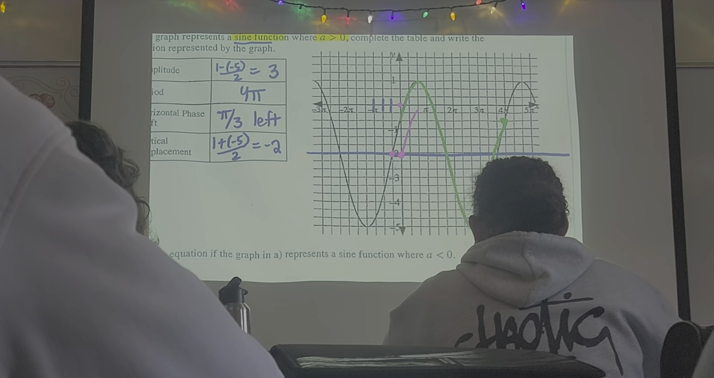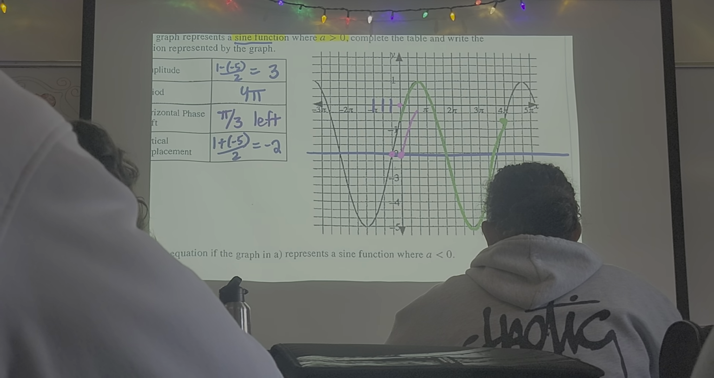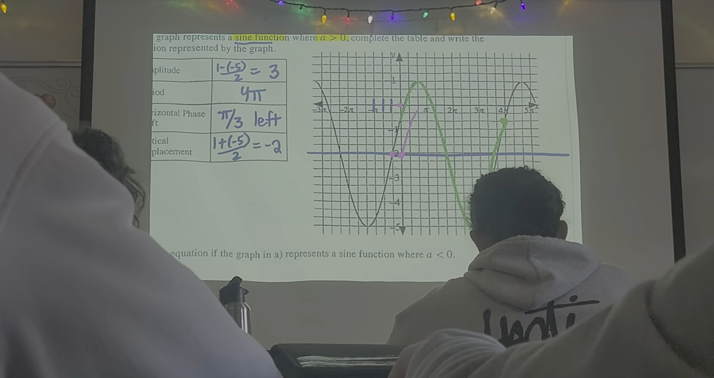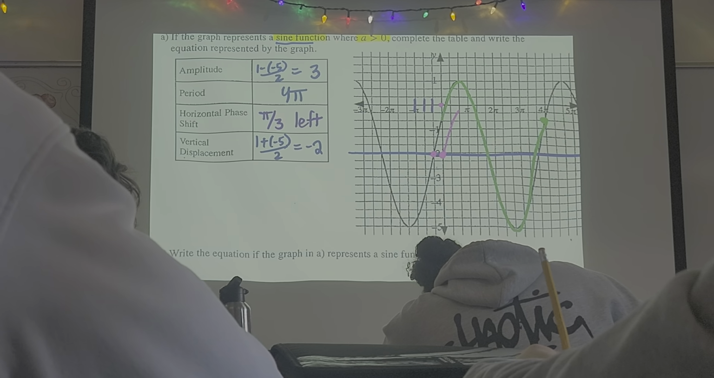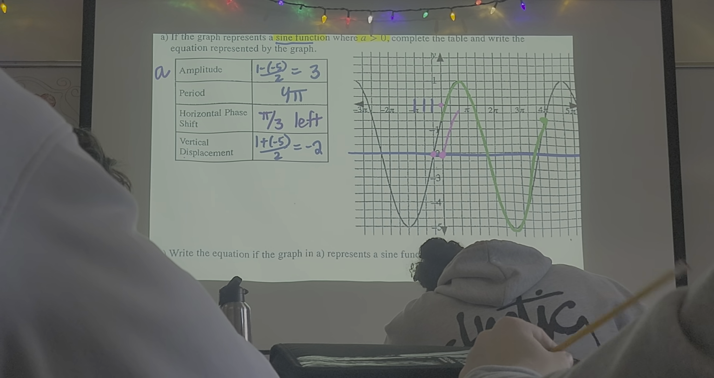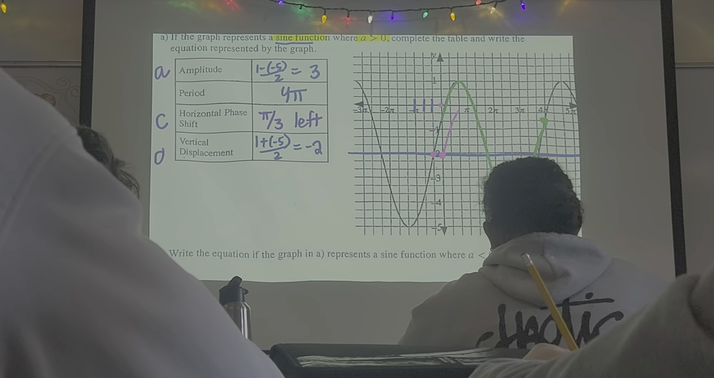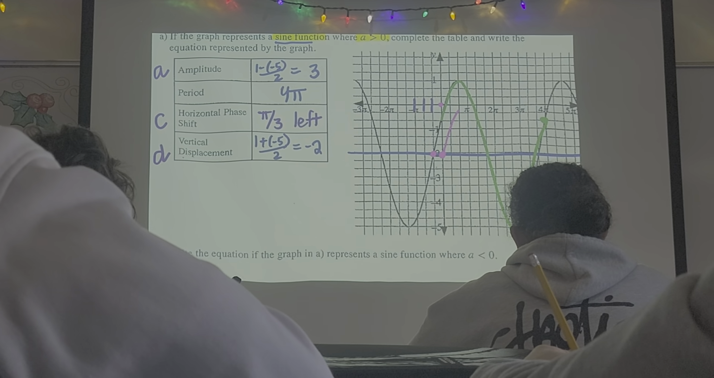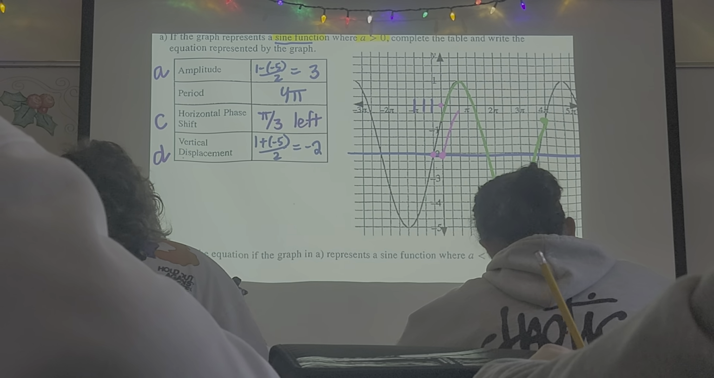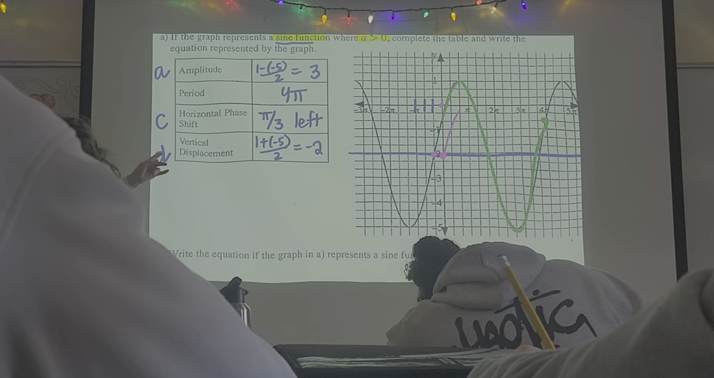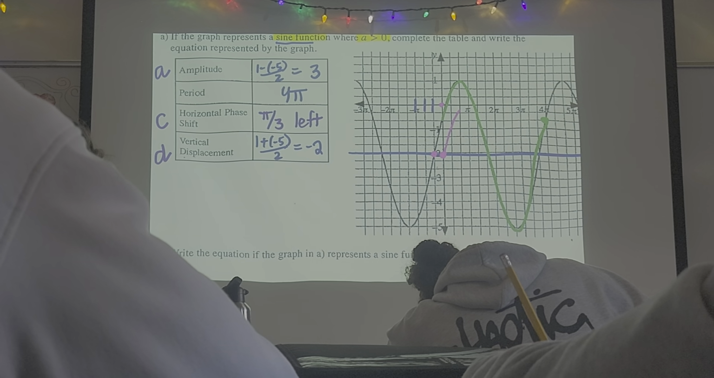Okay, now we have to put this all together into the equation. What's the equation? Amplitude is the A. Phase shift is the C. Displacement is the D. We have to figure out the B value, because remember, B value isn't just simply the period.